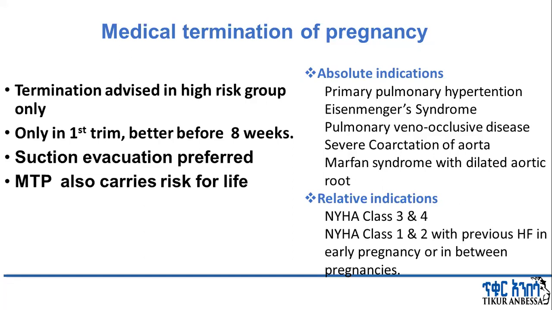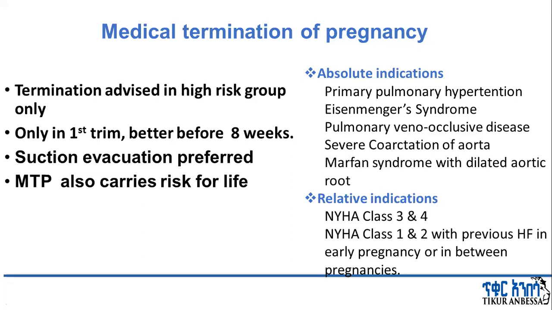Suction and evacuation is the preferred method because medical termination of pregnancy also carries a risk. Especially if you use prostaglandins, the risk of maternal hypotension is high, especially with aortic stenosis, pulmonary hypertension, and in those patients with intracardiac shunts. Even if you use local vaginal prostaglandins, there will be systemic absorption and a risk of maternal hypotension. So these are the absolute indications for termination of pregnancy in the first trimester of pregnancy.